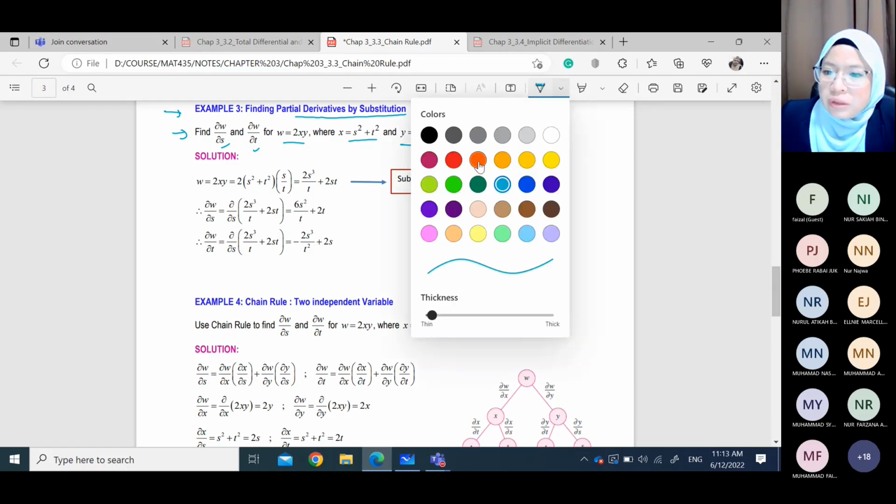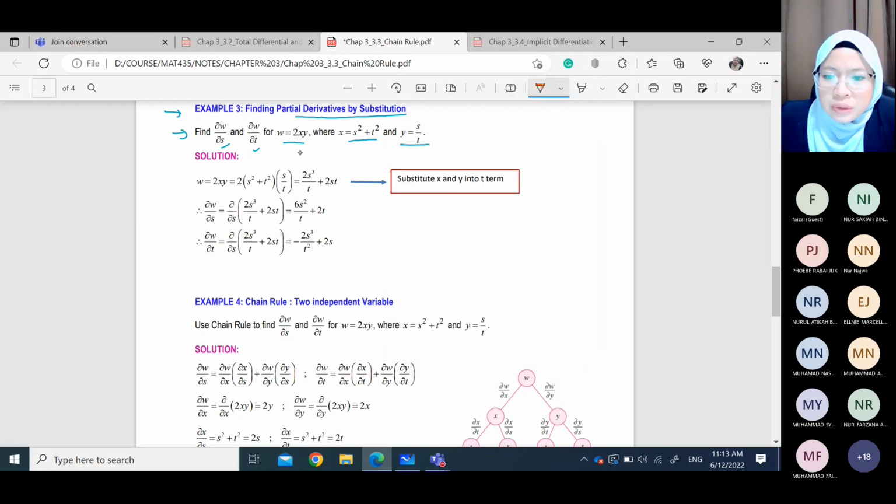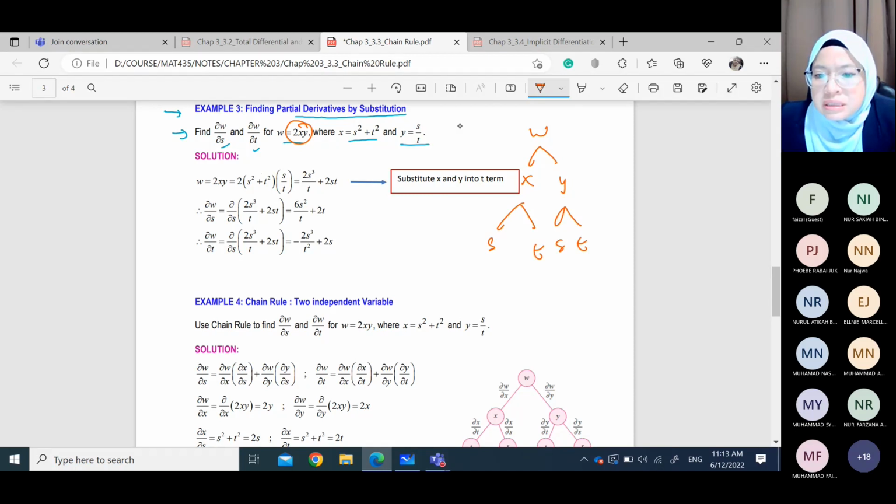case, we identified that it has 2 independent variables which are s and t. So kalau you now form into tree diagram, so in w you tengok kat situ w ada 2 variables x and y. And in x and y, we have another two variables, which are s and t. So here we can say that these functions involve two independent variables. Okay, so the variables are s and t.